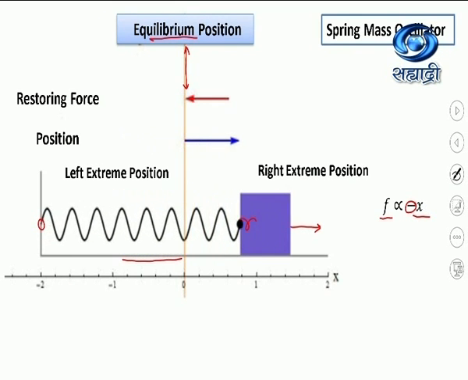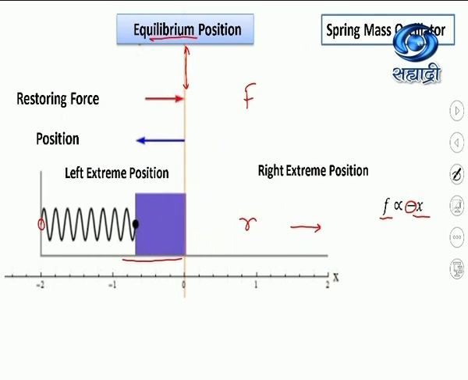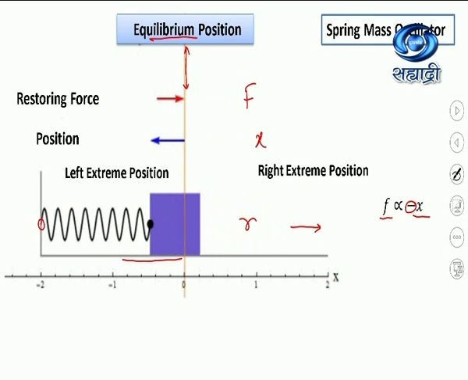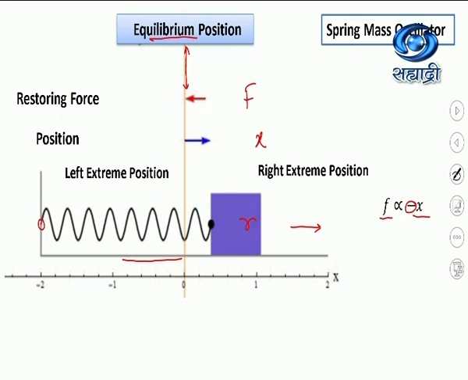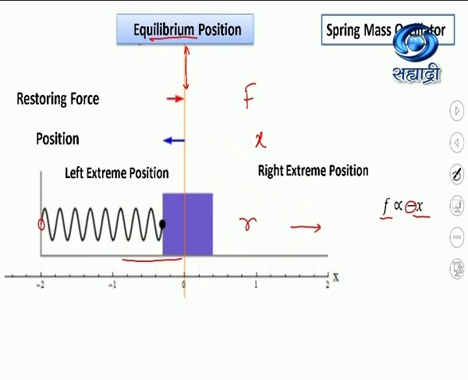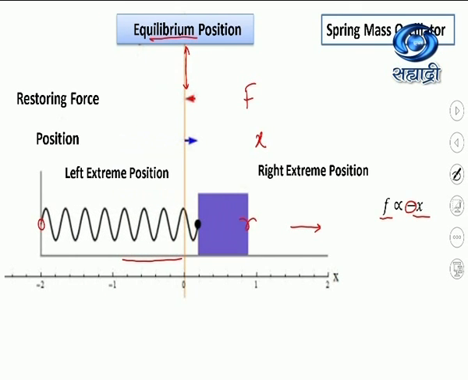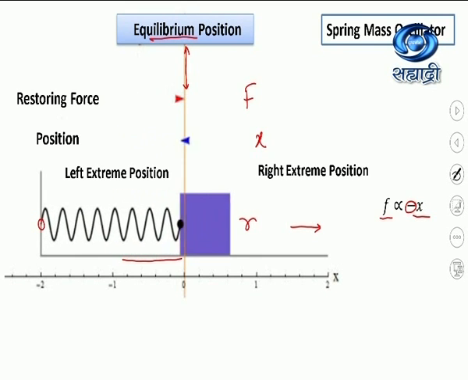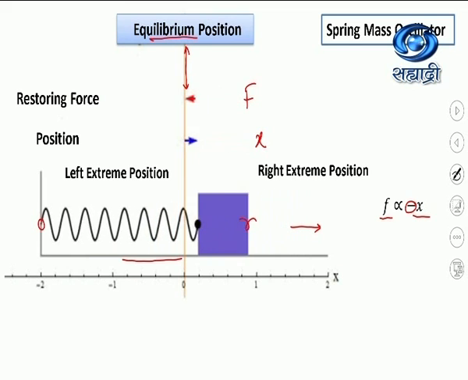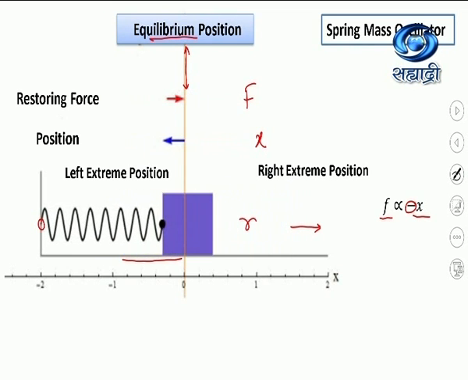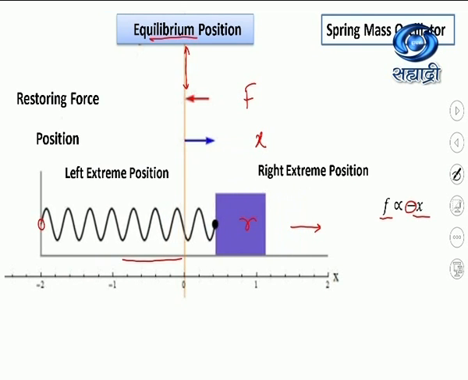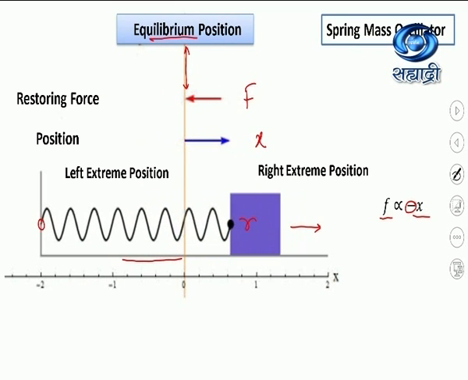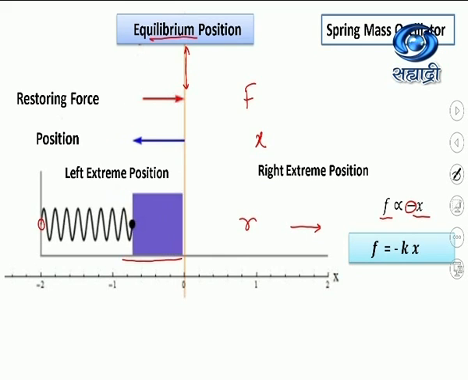So that red vector is directed towards the mean position, and the displacement vector x, which is indicated by the blue vector over here, is directed away from the mean position. So direction wise, both the restoring force and the displacement are oppositely directed. So here it is observed that F is proportional to minus x.